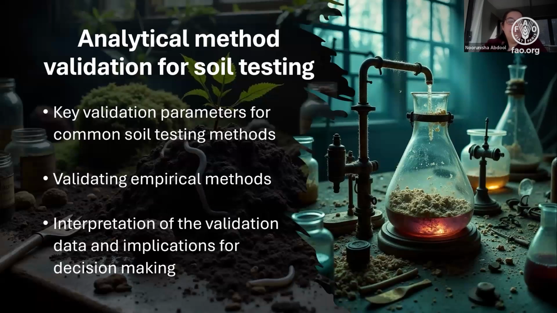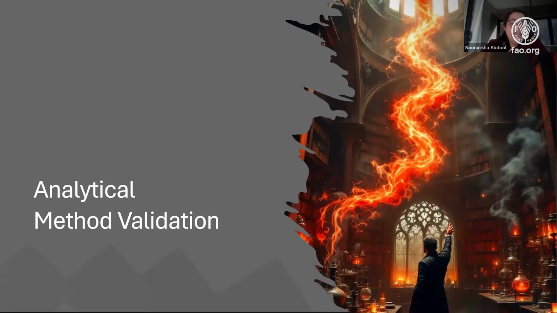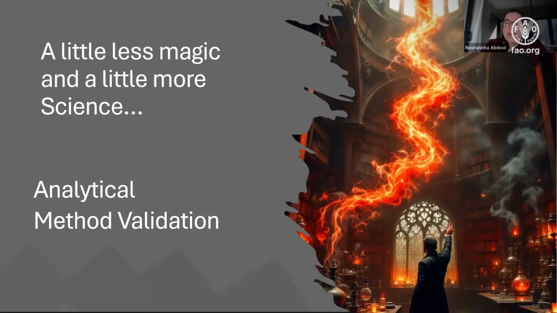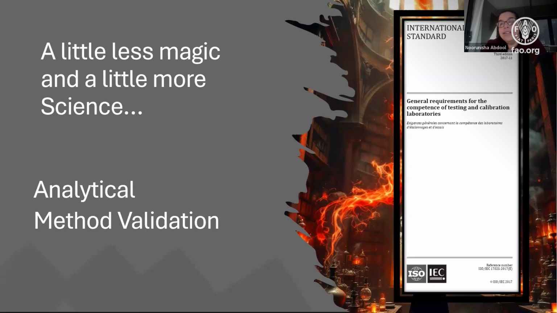We're going to look at some of the parameters that we have to include in a method validation, how we actually go about determining those parameters, and then obviously the biggest one, you have a set of numbers, how do we interpret that, and what are its implications to ourselves, to our laboratories, and to our clients. Okay, so analytical method validation. I'm going to try and make this a little bit less of a mystical, magical topic that only wizards and witches can do, and turn it into a little more science.